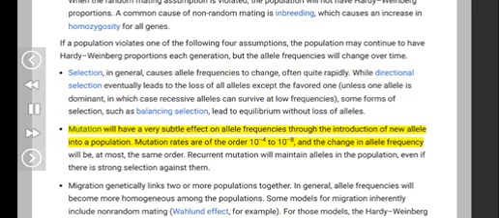Mutation will have a very subtle effect on allele frequencies through the introduction of new alleles into a population. Mutation rates are of the order 10⁻⁴ to 10⁻⁸, and the change in allele frequency will be, at most, the same order. Recurrent mutation will maintain alleles in the population, even if there is strong selection against them.